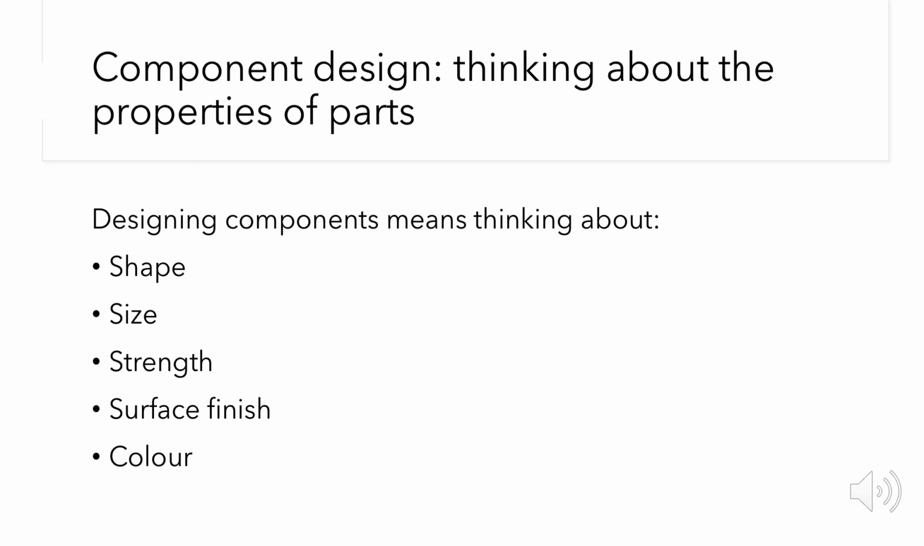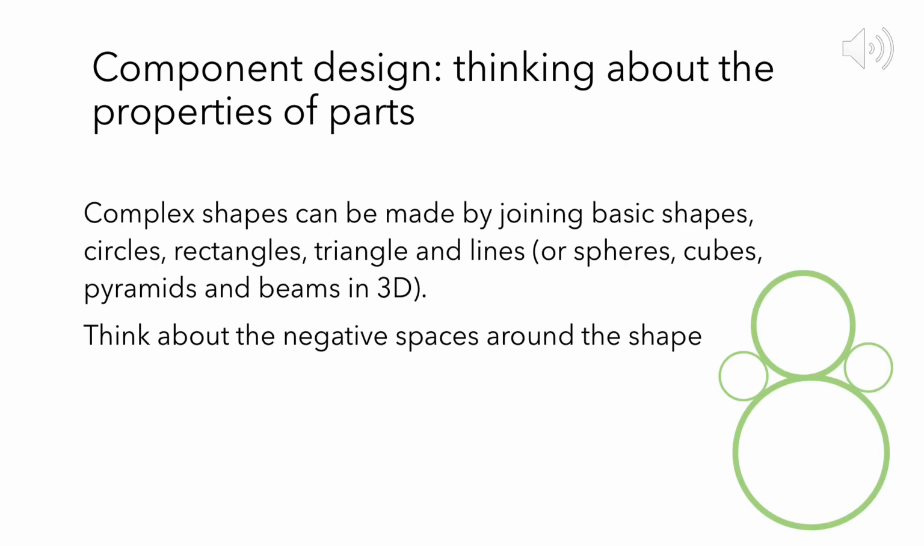So when we're thinking about component design, we need to think about several different kinds of properties of parts. Designing components means thinking about shape, size, strength, surface finish, and colour. I'm going to go through each one of those in turn. When we're thinking about shape, one of the things that's worth knowing is that it's very possible to make quite complex shapes by basically joining basic geometric shapes such as circles and rectangles and triangles and lines, or if we're talking in 3D, their 3D equivalents.